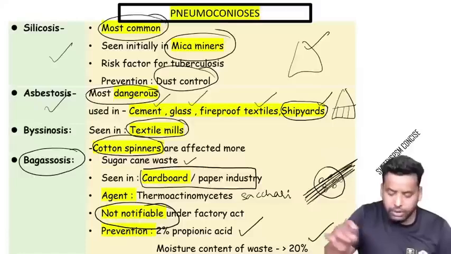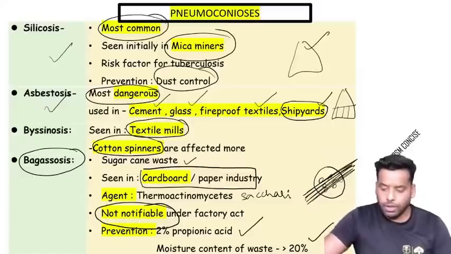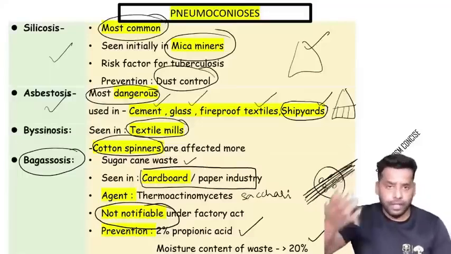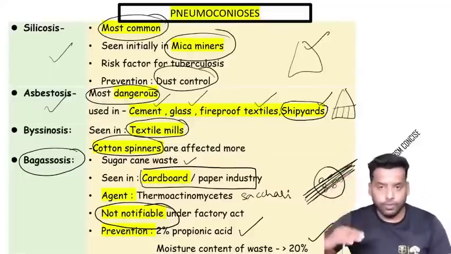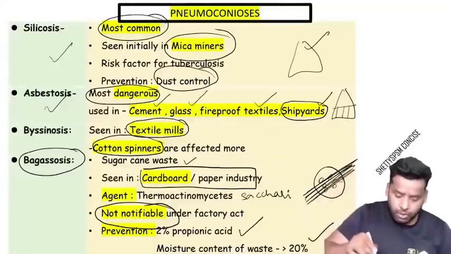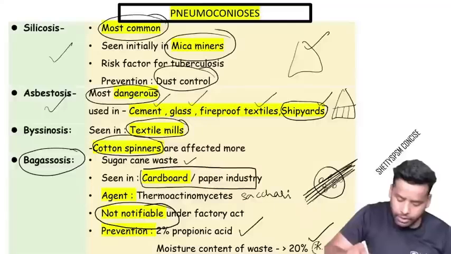Moisture should be more than 20%. If the moisture is more, the weight of the waste will increase. If the weight of the waste increases, it will settle down. It will not come out like this. Puffs of dust will not come out. So moisture content more than 20%.